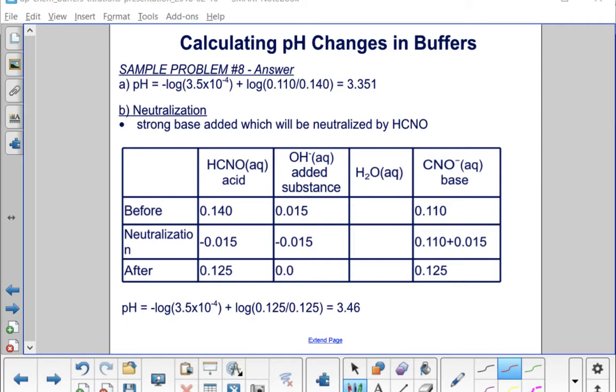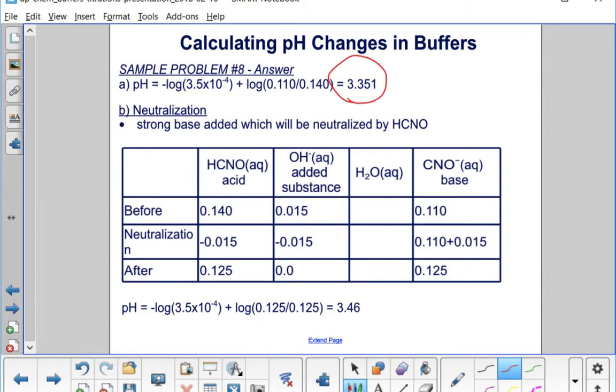So using the Henderson-Hasselbalch equation, the pH is the minus log of the Ka, or in other words, the pKa. So minus log of 3.5 times 10 to the minus 4, plus the log of the concentration of base over concentration of acid. So 0.110 divided by 0.140, and we get an initial pH of the buffer solution, 3.351.